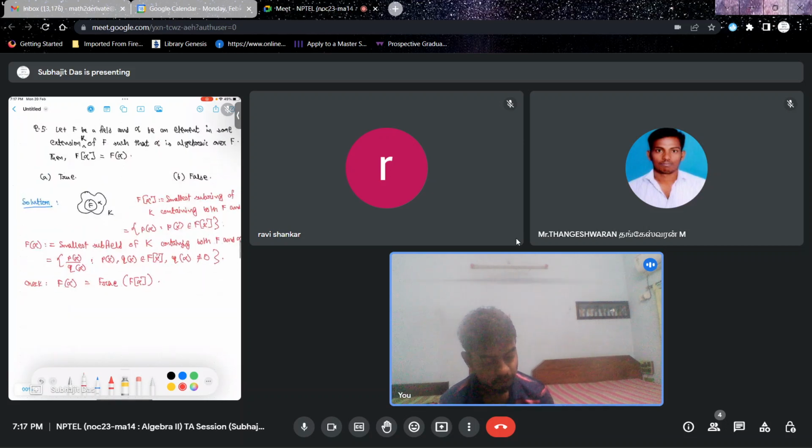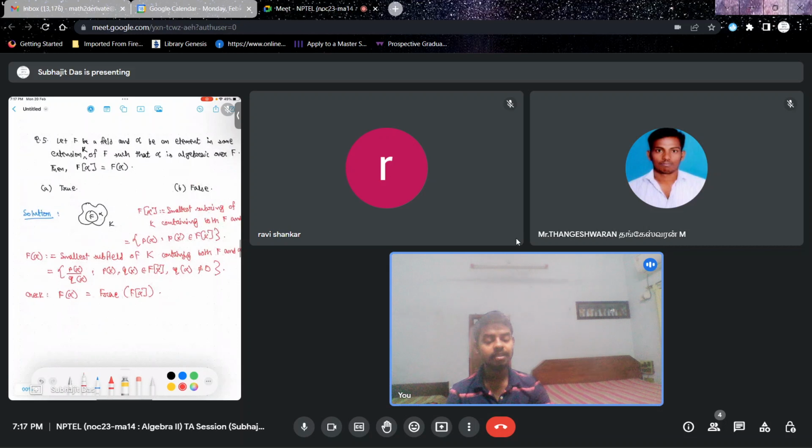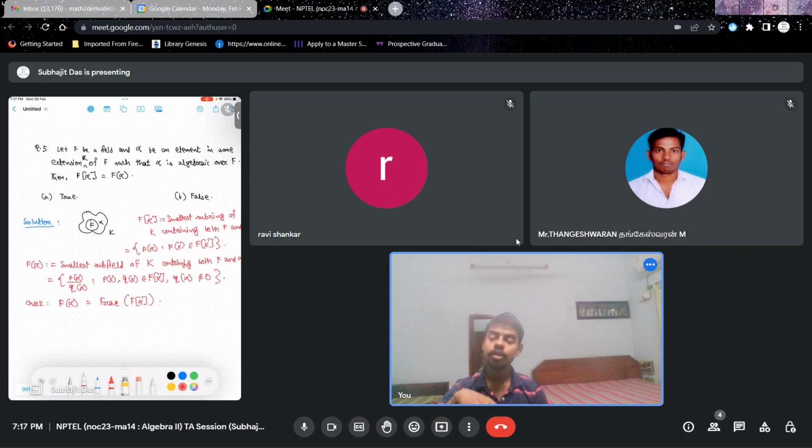Okay, so now what we want to see is this: we are given a field F, we are taking an extension K of F, we are taking an element alpha in that extension, right? And alpha has been assumed to be algebraic over F. What we want to show is F adjoined with alpha, F square bracket alpha, that is the smallest subring of K containing both F and alpha, is equal to the smallest subfield of K containing both F and alpha.